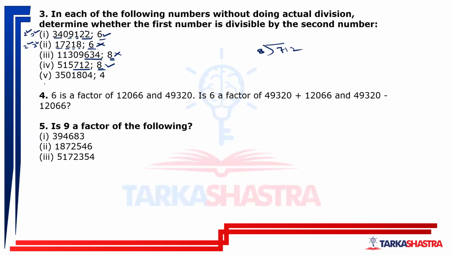3501804. Is it divisible by 4? For 4, we check the divisibility of the last two digits. The last two digits 04 are divisible by 4, so the whole number is divisible by 4.